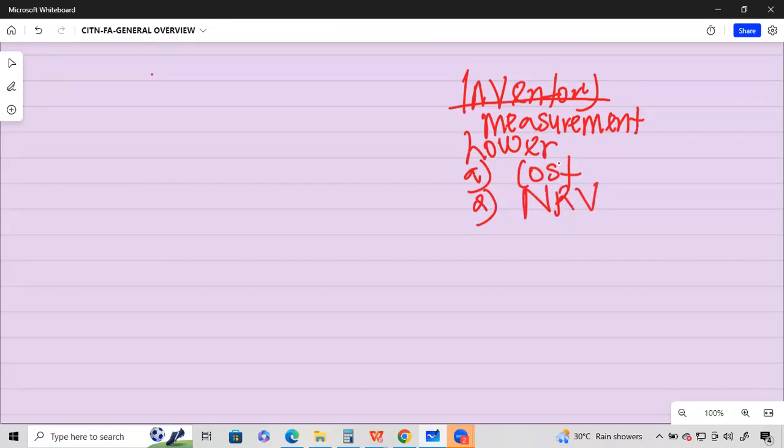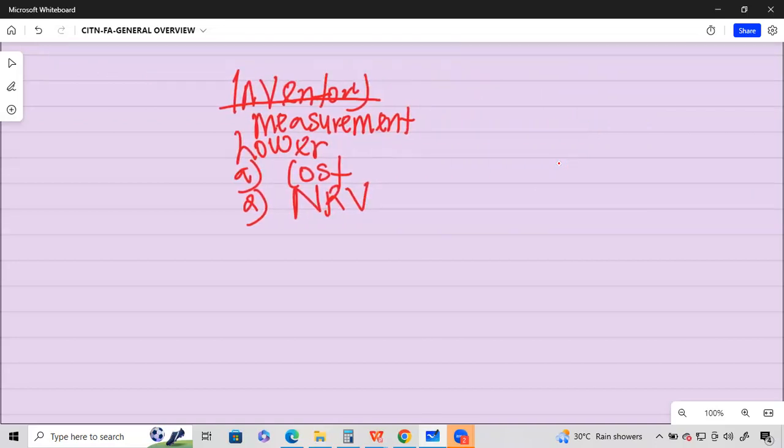And when we say NRV, NRV means net realizable value. So let's say the cost is 1,000 naira and the NRV is 800. Based on the requirement of IAS 2, we are going to measure this inventory using NRV.